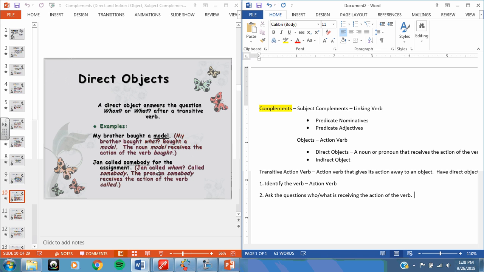The model. Jan called somebody for the assignment. Jan is calling. Who or what is being called? Somebody. So somebody represents the direct object.